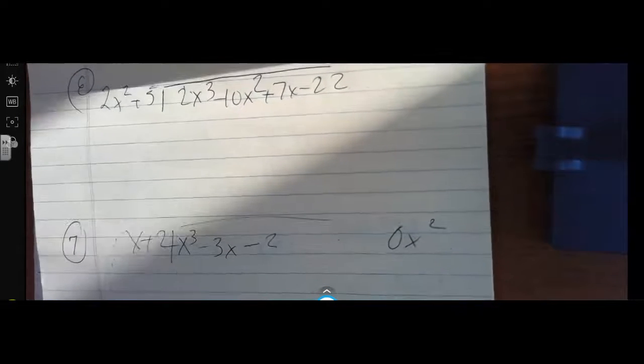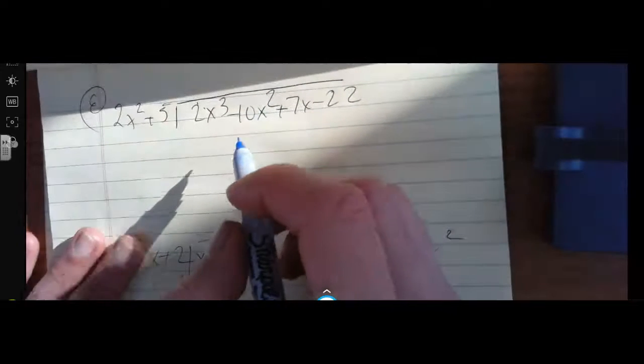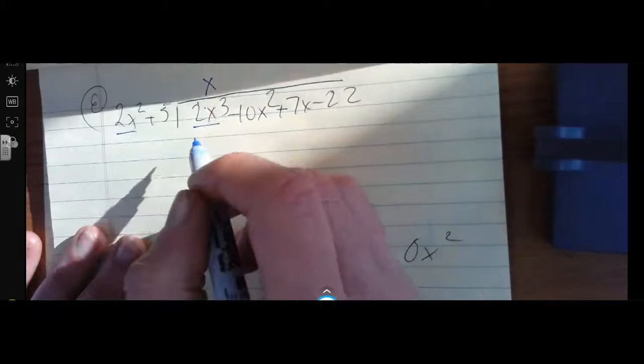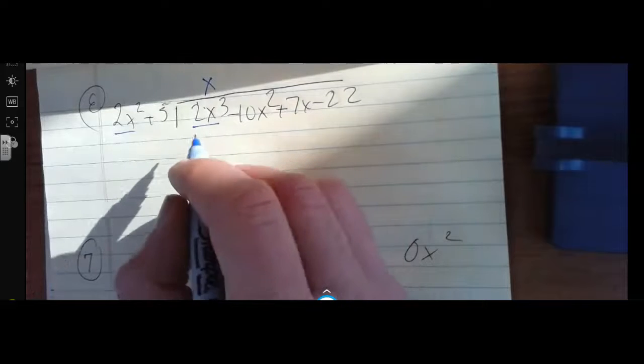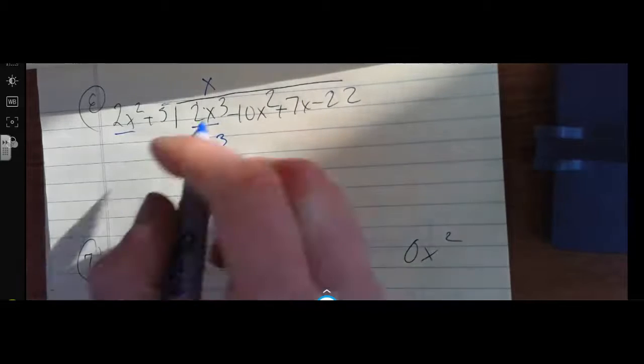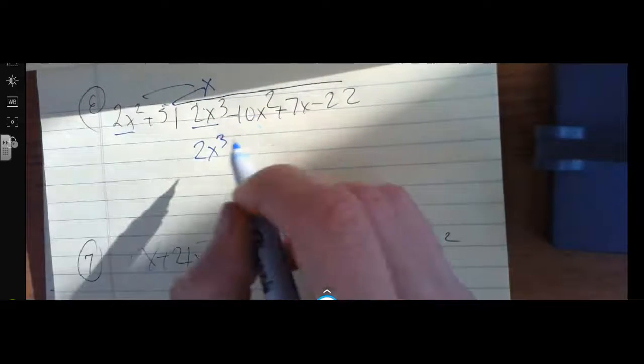Moving on over to number 6. Straightforward. We practice this again so we get better with this algorithm. First term in the first term goes in x times. X times 2x squared is going to give us 2x to the third. Sometimes we have to look out for missing powers just to make sure we don't make any mistakes. So we multiply here, so x times 5 is 5x.